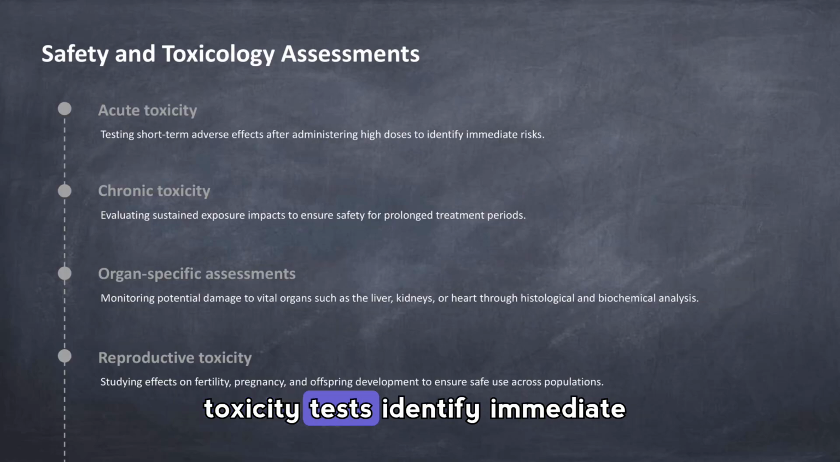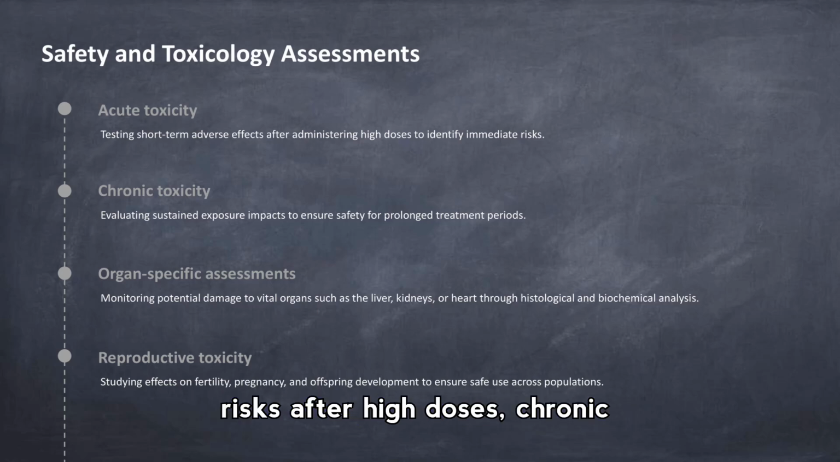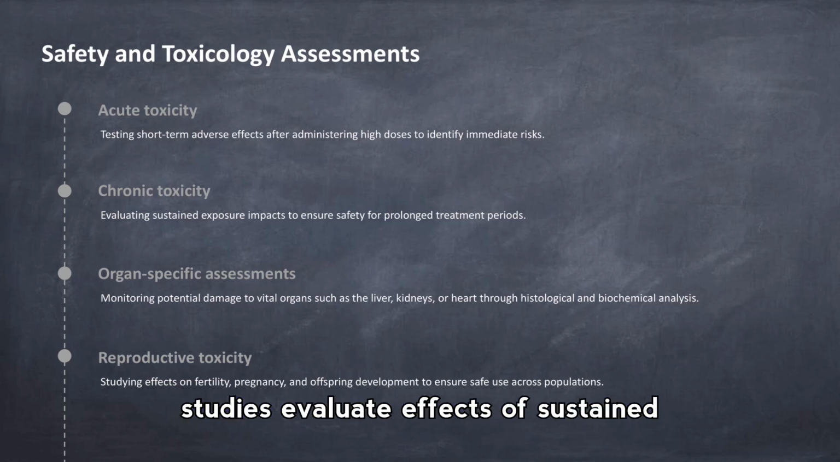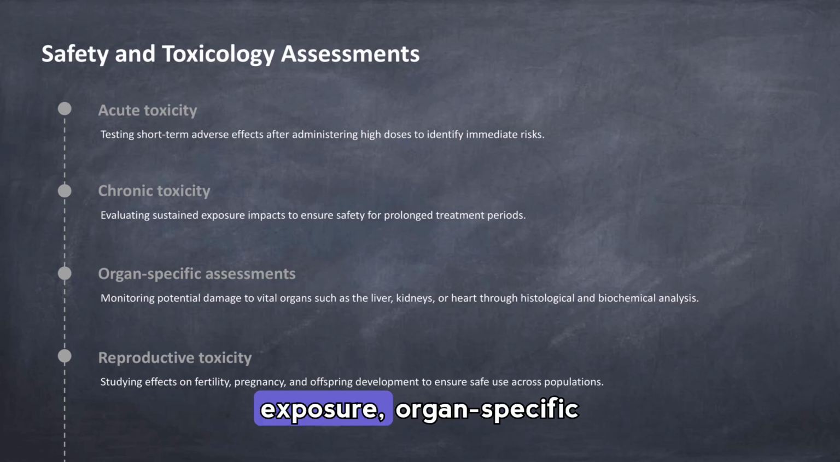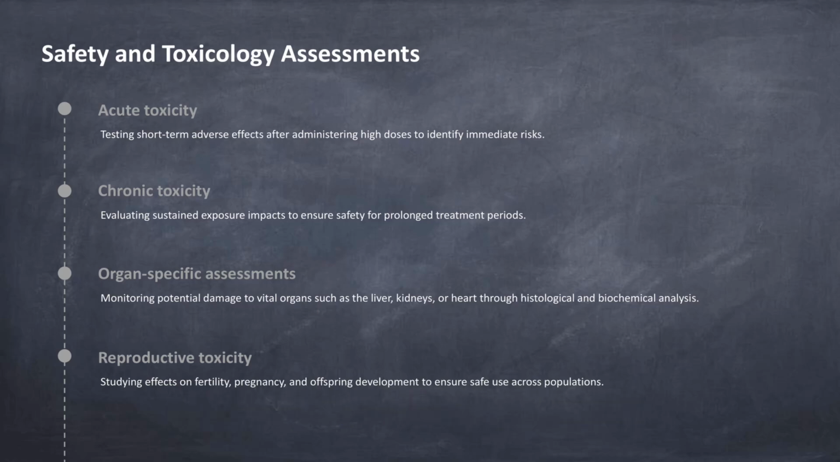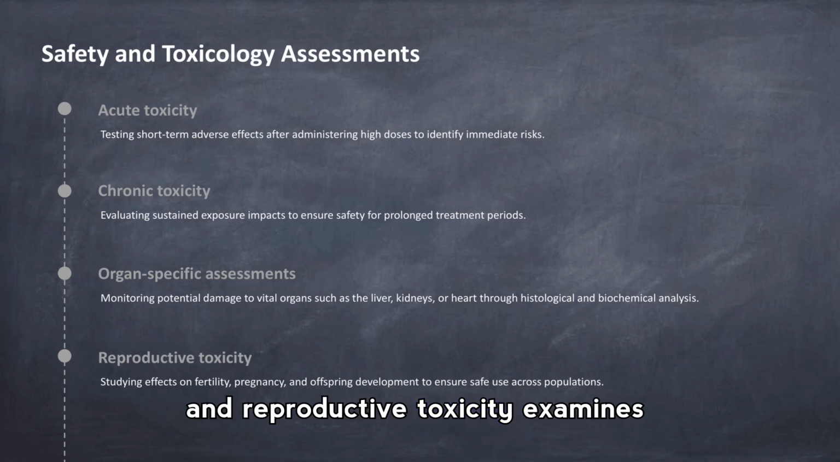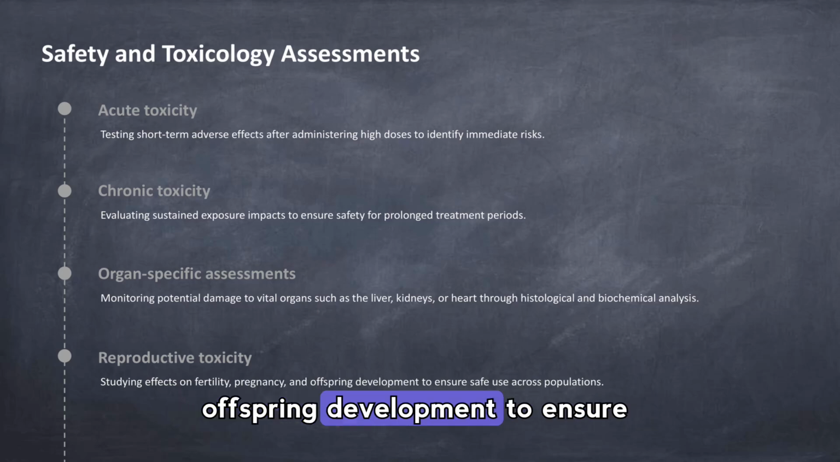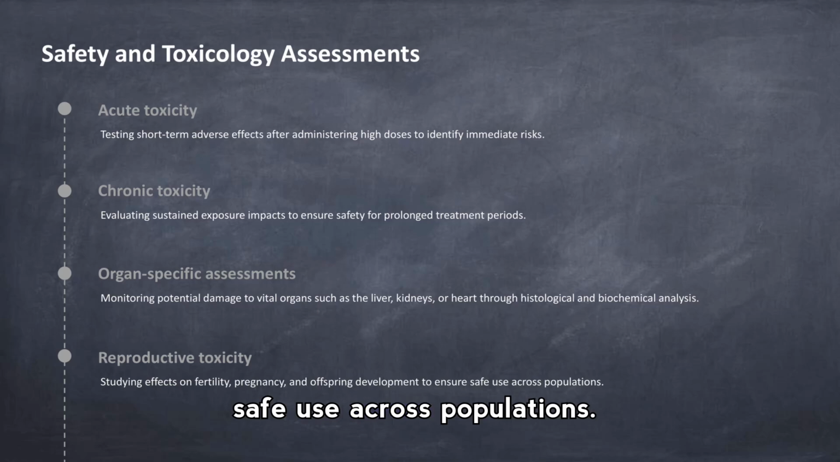Acute toxicity tests identify immediate risks after high doses. Chronic studies evaluate effects of sustained exposure. Organ-specific assessments monitor potential damage to liver, kidney, or heart. And reproductive toxicity examines impacts on fertility, pregnancy, and offspring development to ensure safe use across populations.